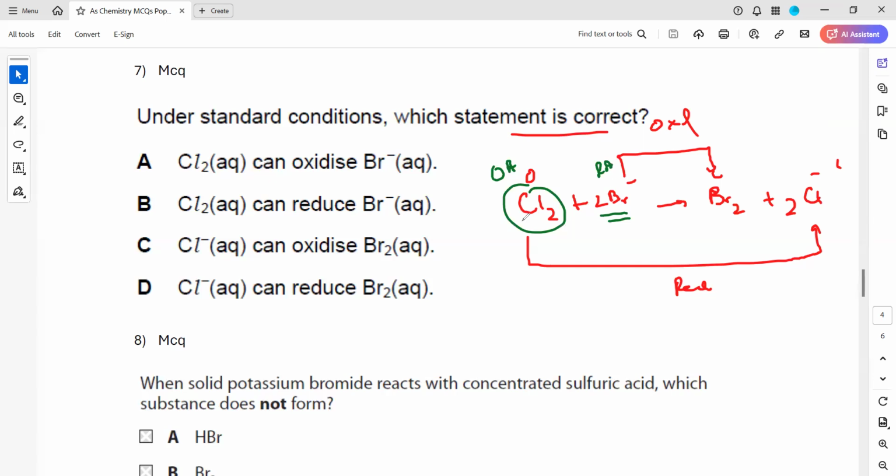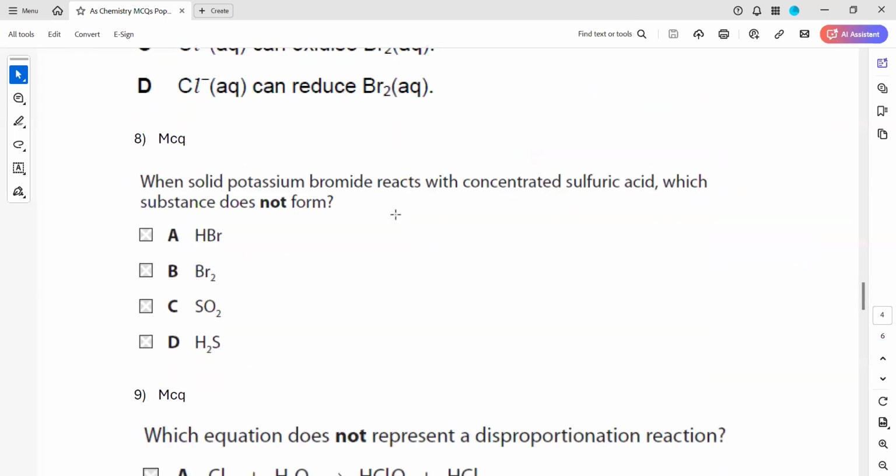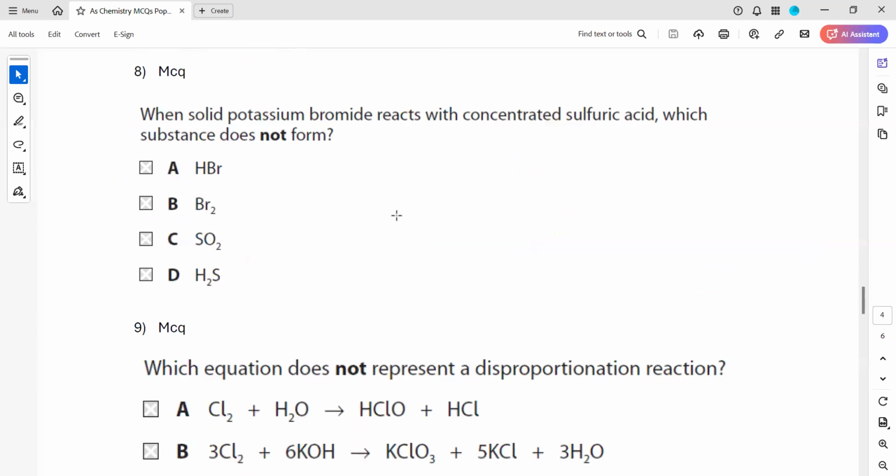So which statement is correct? Because chlorine is more reactive, the more reactive halogen can oxidize the less reactive halogen. So chlorine can oxidize the bromide ion. That's correct, because in oxidizing the bromide ion, -1 becomes 0. So that's the right statement. Always, the more reactive halogen displaces the less reactive halogen from its compound.